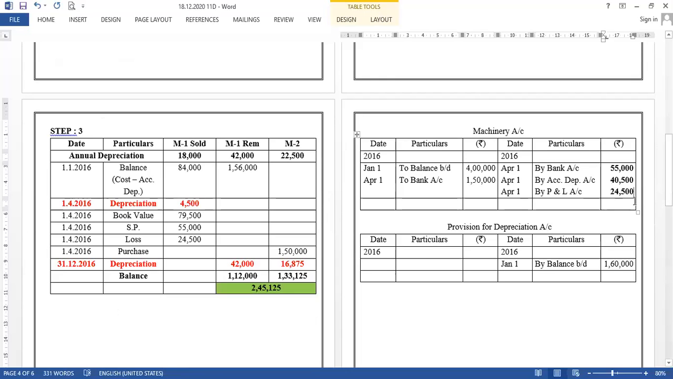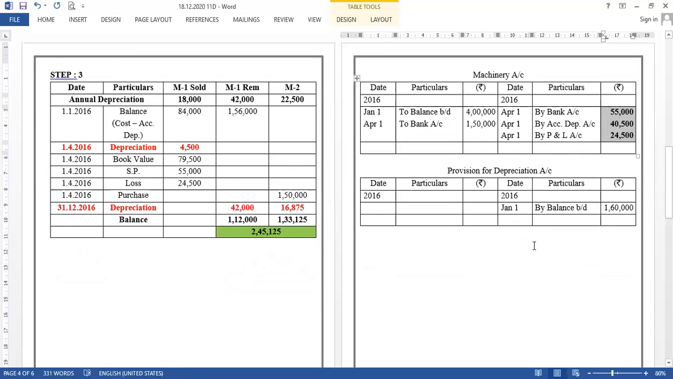And if I want to check whether the things are right or wrong, so I have told you to check this total, right? Total agar check karte toh kitna aana chahiye? The cost price of the asset sold. Okay, 55 plus 40, 95 plus 25, 120.